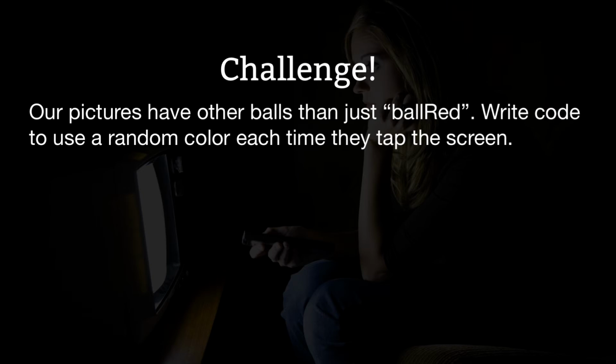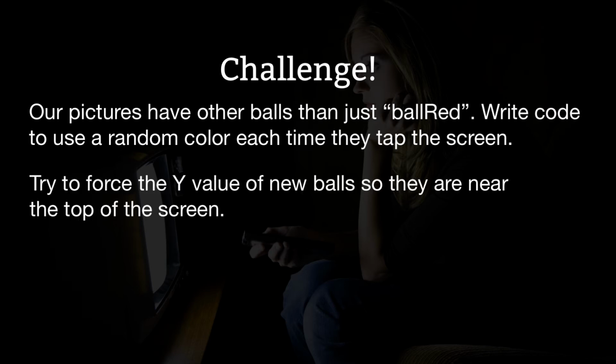First, the pictures we added to our asset catalog have other ball pictures rather than just ballRed. Try writing code to use a random ball color each time you tap the screen. Second, right now users can tap anywhere to have a ball created there, which makes the game too easy. Try to force the Y value of new balls so they're near the top of the screen.